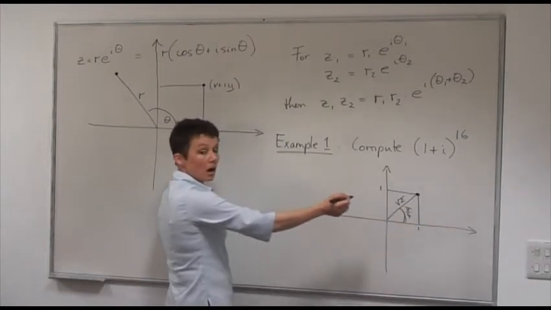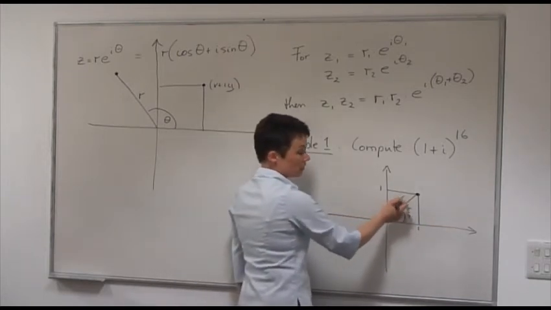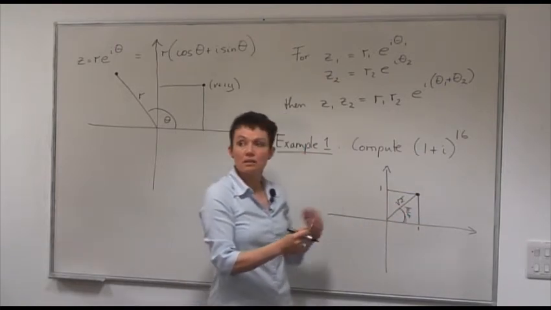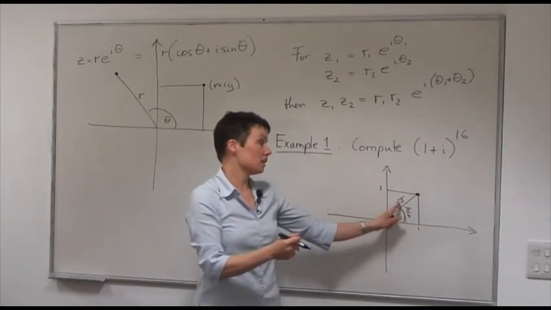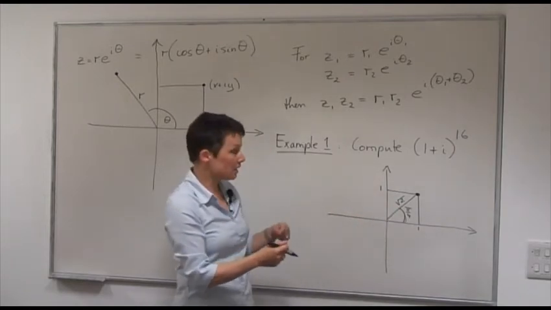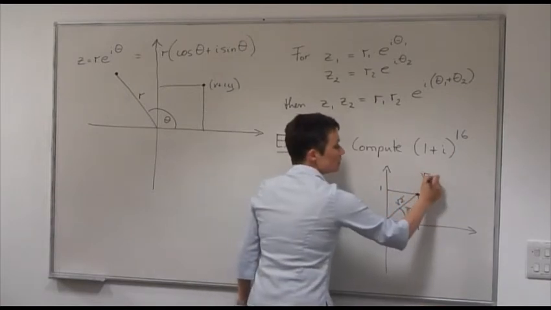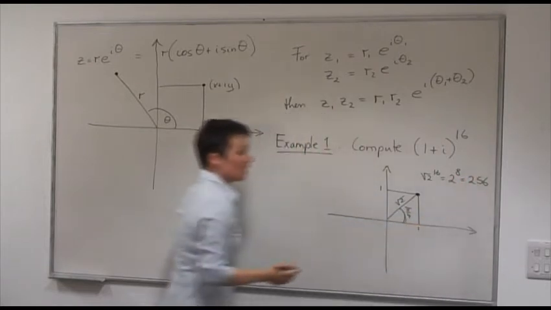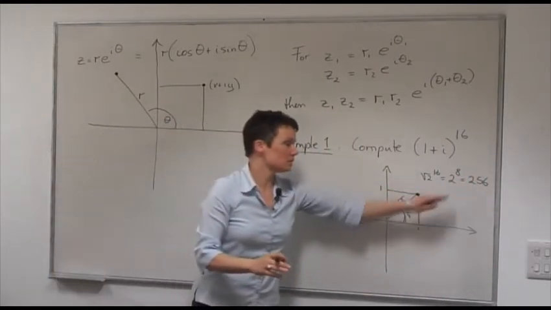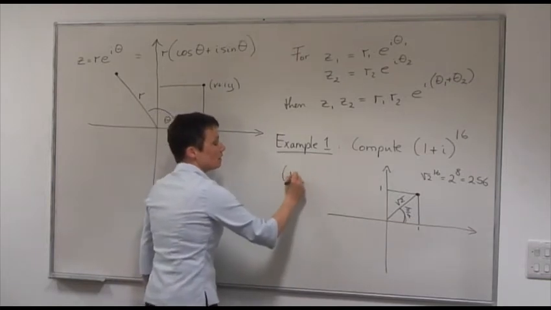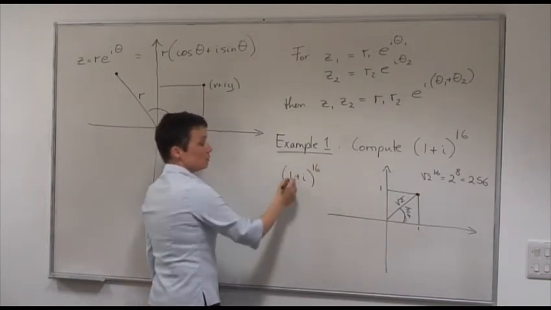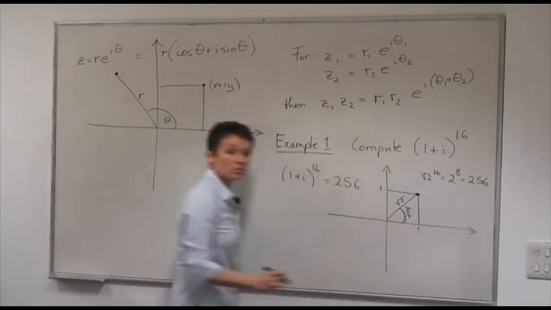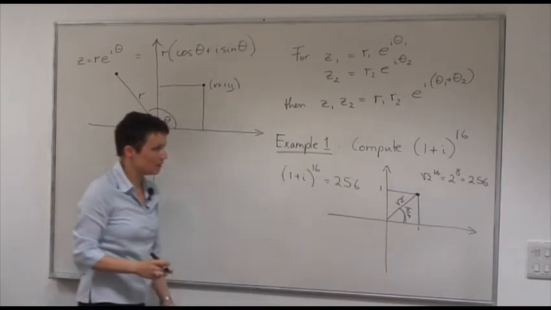Now, how far out will this number lie? Well, we have to take the modulus of this number, square root of 2, and multiply it by itself 16 times. That means raise square root of 2 to the power 16, which is the same as 2 to the 8, which is 256. So without any computation apart from this little one, we can right away write down the answer, namely 1 plus i to the power 16 is the real number 256, which I can't draw because it's very, very far out there.